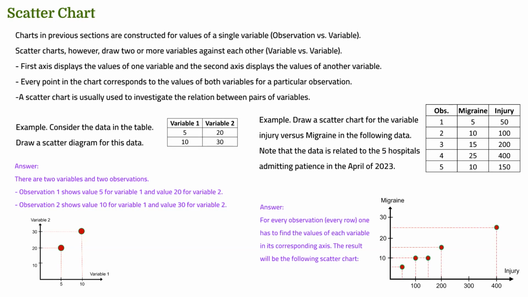Here it is. The first observation, migraine is 5, injury is 50. The first point on the left corresponds to that. The second observation is 10 and 100. 10 of migraine and 100 of injury, and this is the second point, and all 5 points can be found, and the scatter diagram will be created like this.